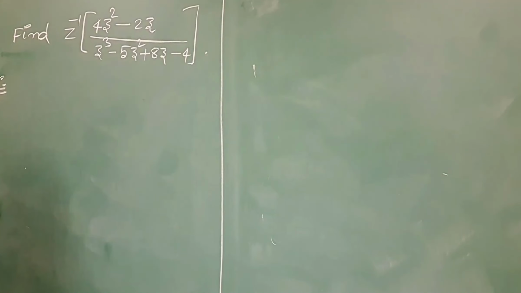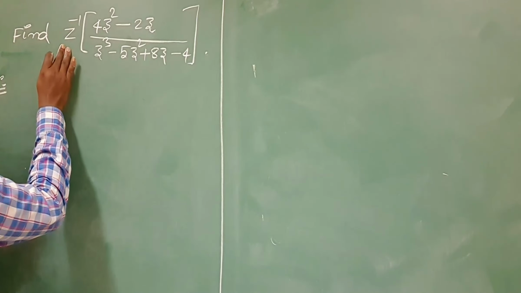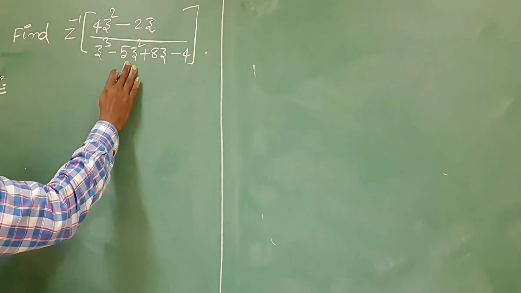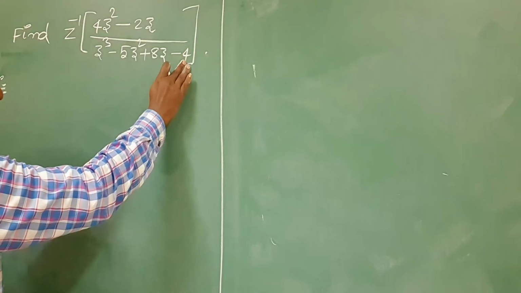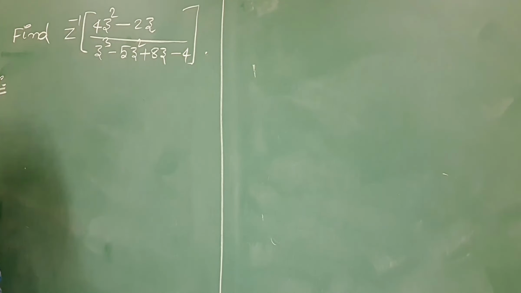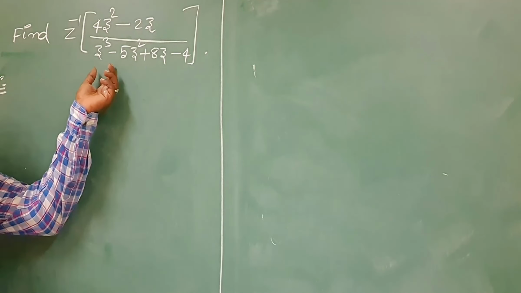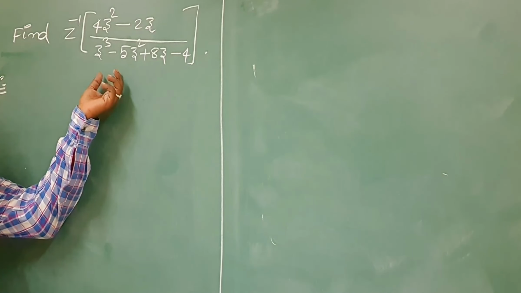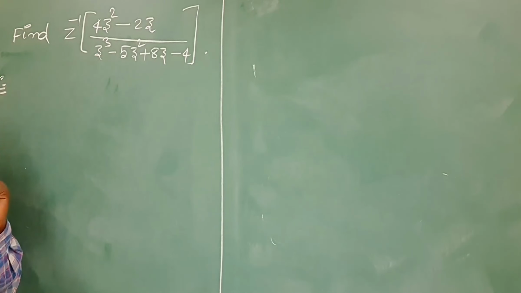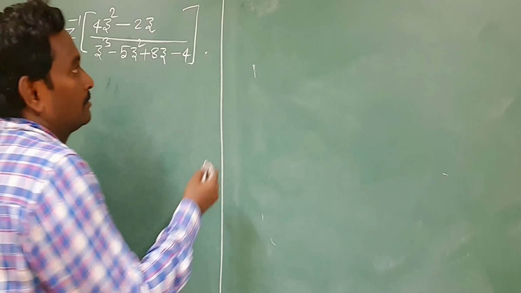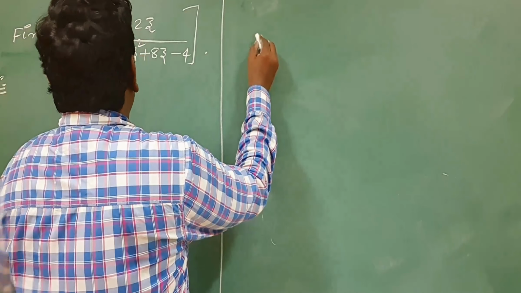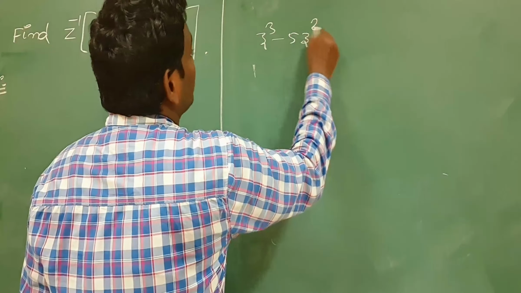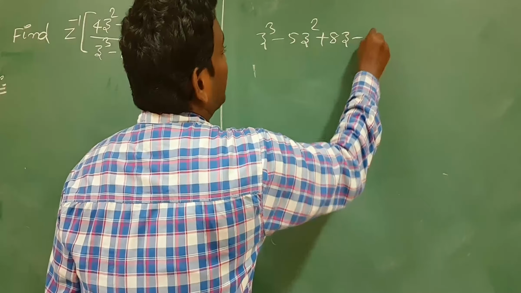See the next example. Find z inverse of (4z square minus 2z) by (z cube minus 5z square plus 8z minus 4). Clearly here we are observing that the denominator is a cubic polynomial. So first of all, we have to find the factors of this cubic polynomial. So what is the denominator? Z cube minus 5z square plus 8z minus 4.